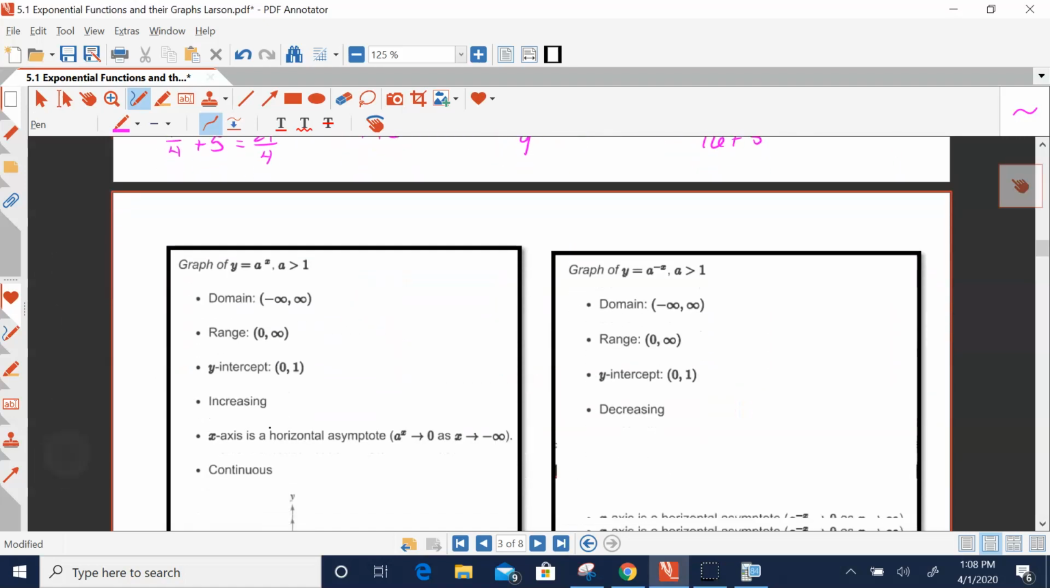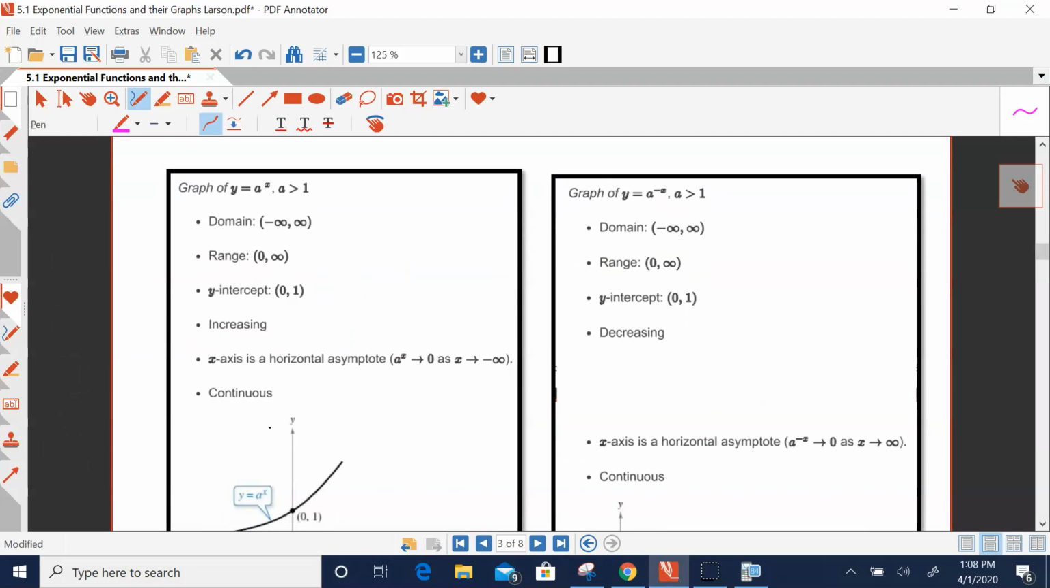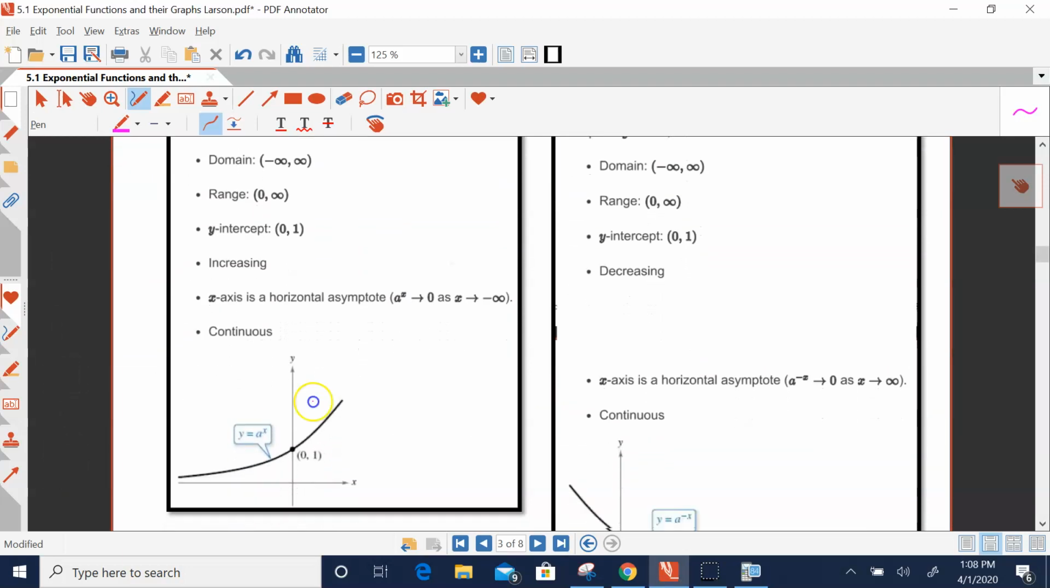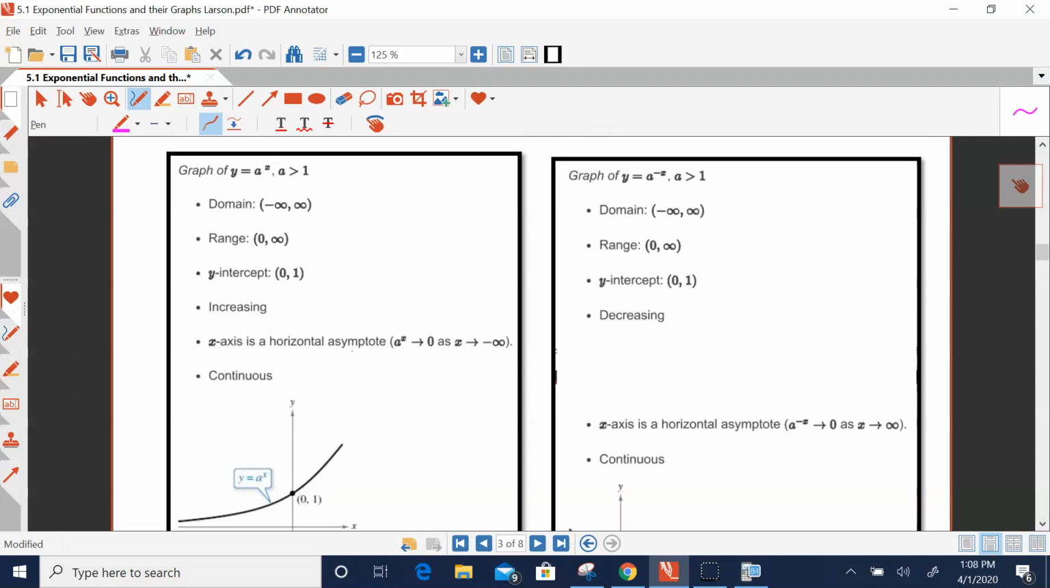All right, so let's see. When we look at these guys graphically, let's see if I can bring that in just a little bit.